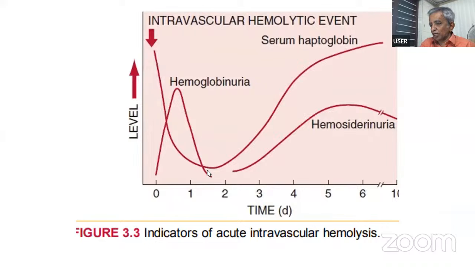Then hemosideruria does not happen within the first 2 days, because hemosideruria is detected by a special stain called potassium ferrocyanide in the urine. You take the urine deposit, then add potassium ferrocyanide, K4FeCN6, which results in ferric ferrocyanide if there is an iron component in the urine. Normally, it will not be present.